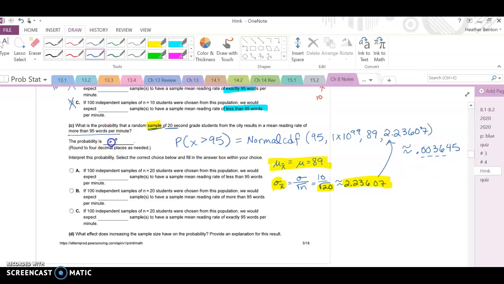So we're going to say 0.0036. Again, we're going for more than 95. This is less than 95. This one's more than 95. This one's exactly 95. So it can't be either of these. It has to be more than.